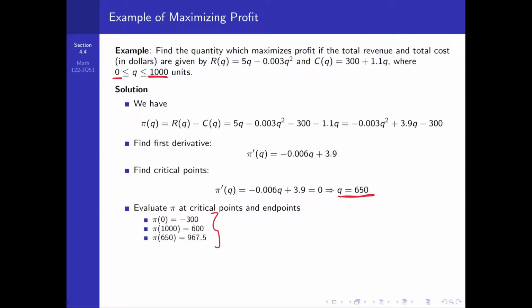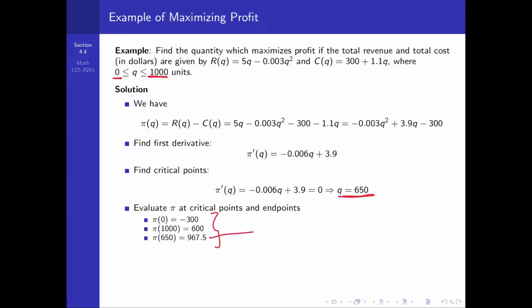So at q equals 0, I have an output of negative 300. At q equals 1,000, I have an output of 600. And at q equals 650, I have an output of 967.5. And to find the global maximum, or the maximal possible profit that I can have, dependent on q, I'm going to pick the biggest value from these 3.